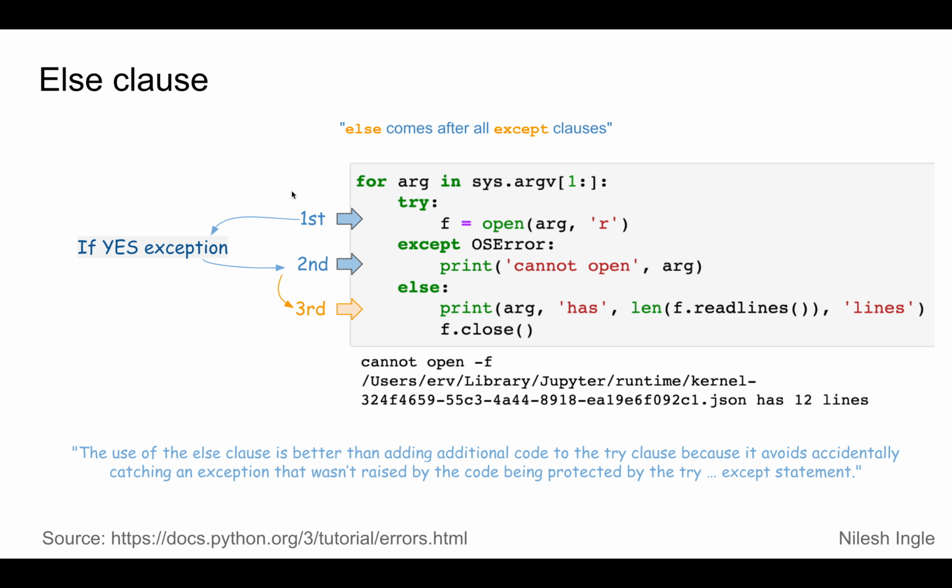So the take home message in these two slides is that if there is an exception raised in the try block, then the except is triggered and the else gets ignored. Otherwise, the else will get executed.